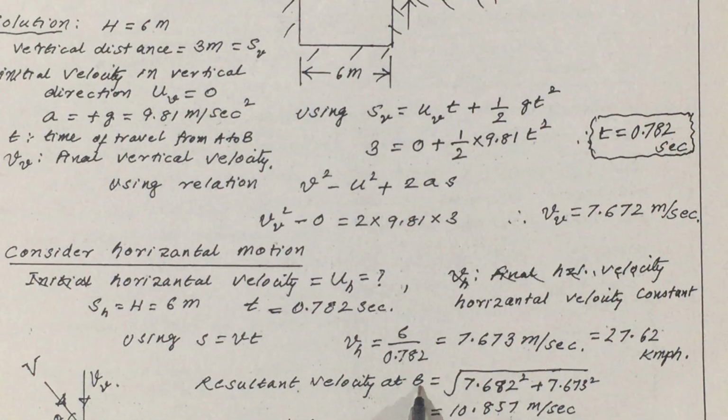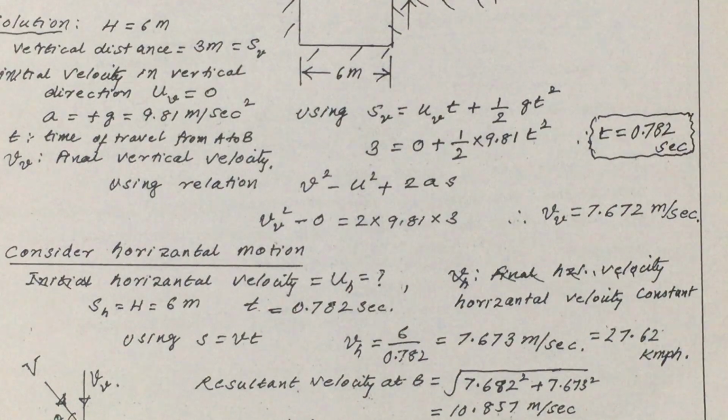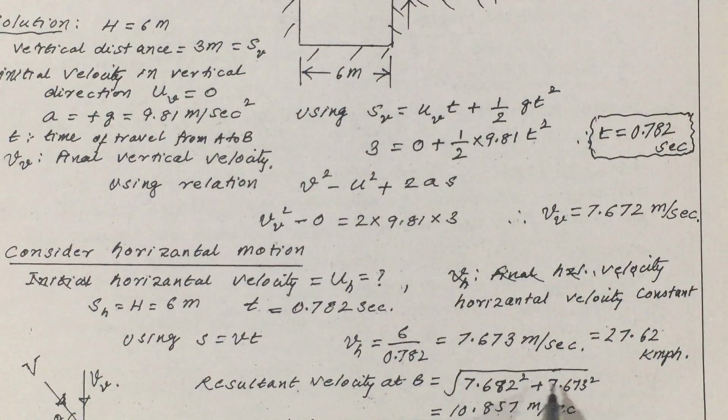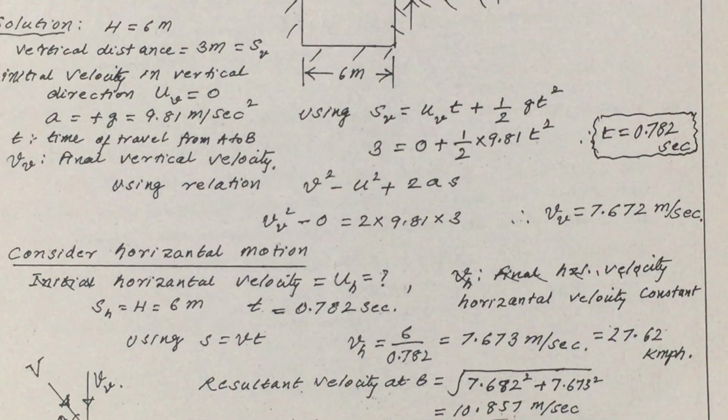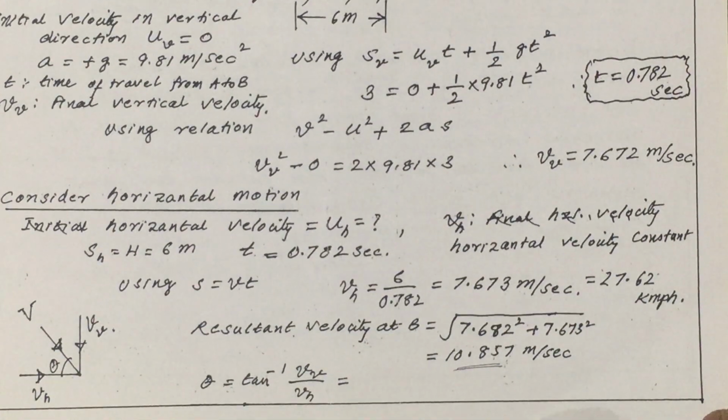Therefore resultant velocity at B is given by, we have calculated Vv as well as Vh, therefore resultant velocity will be square root of vertical component square plus horizontal component square. So you are going to get 10.857 meter per second. Therefore theta is equal to tan inverse of Vv by Vh, you are going to get theta.